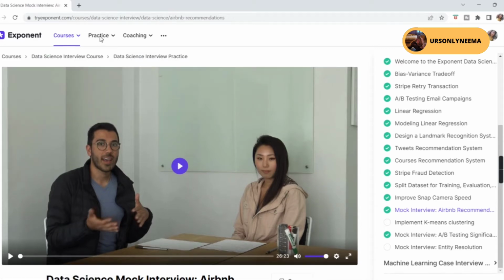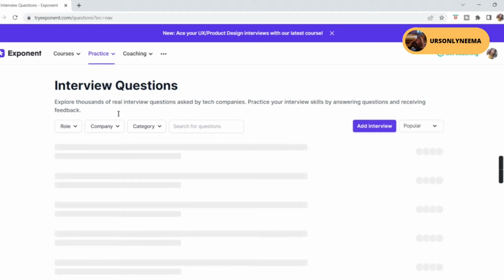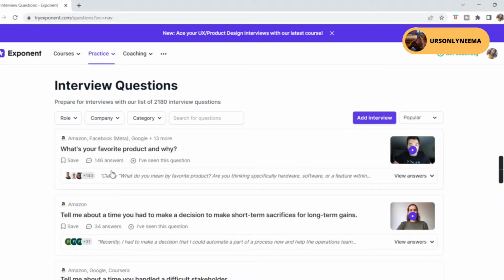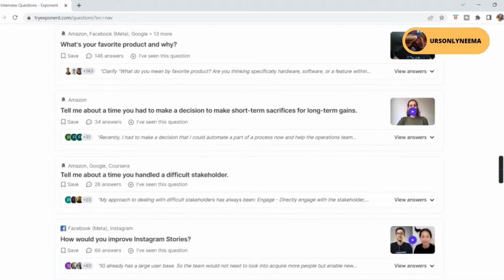At the same time, you can see there is a practice section. Here you can practice; you have peer-to-peer interviews and expert coaching. With respect to interview questions, if you look into the interview section, people write their answers similar to Quora, where people have questions and get answers, but that's a general website. Here, in terms of interviews, a lot of questions have been answered by people, and you can also write your own answer and check what other users have written. So this is a great source.